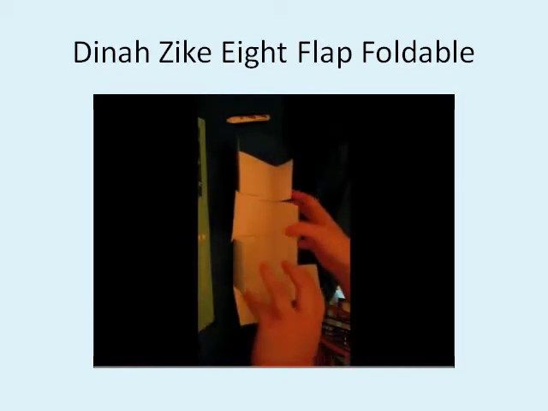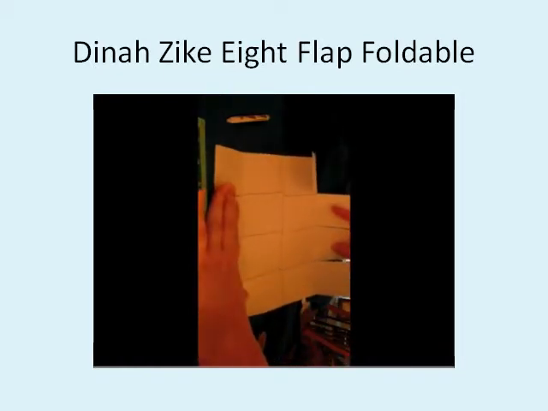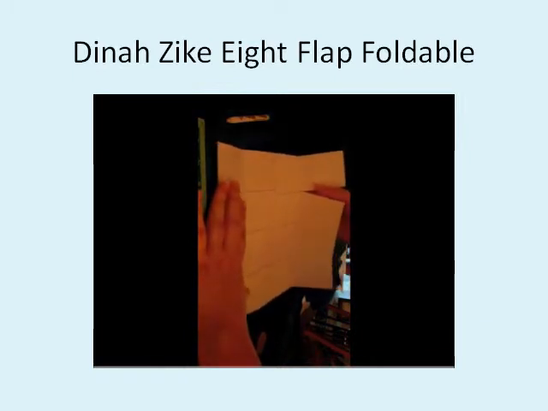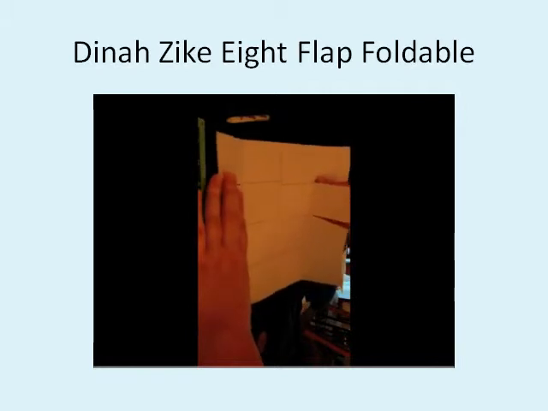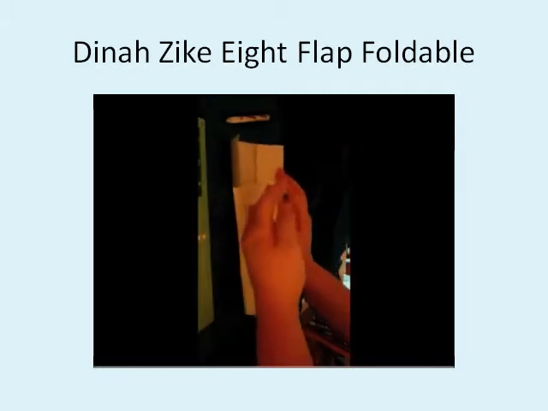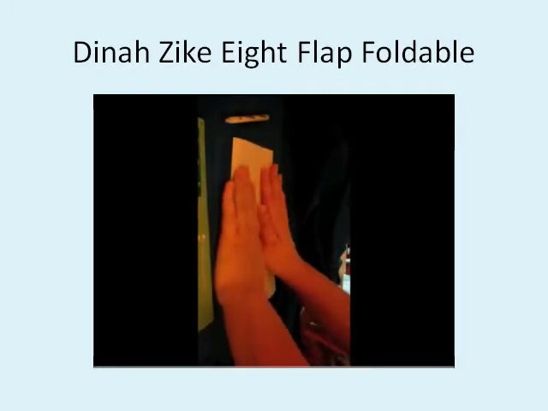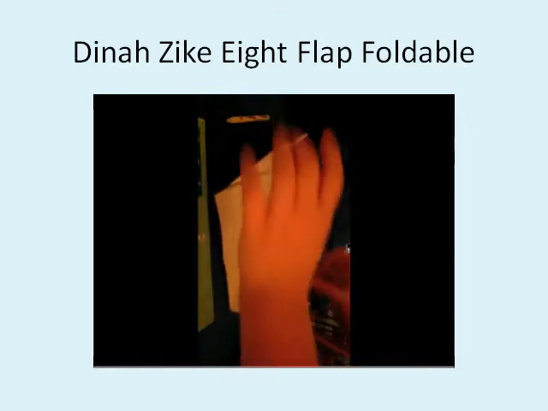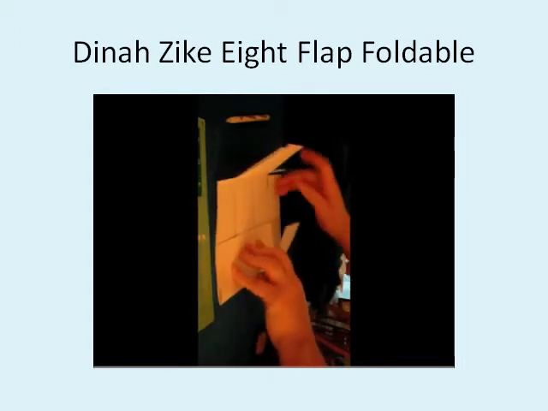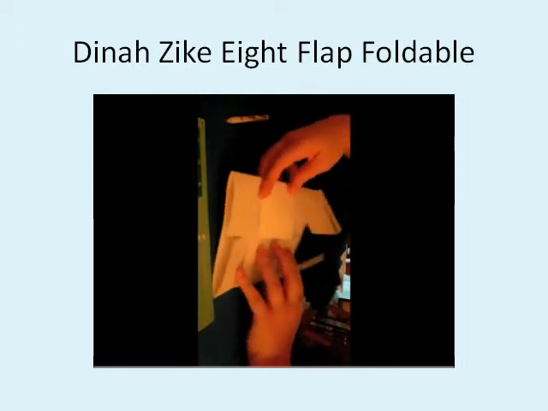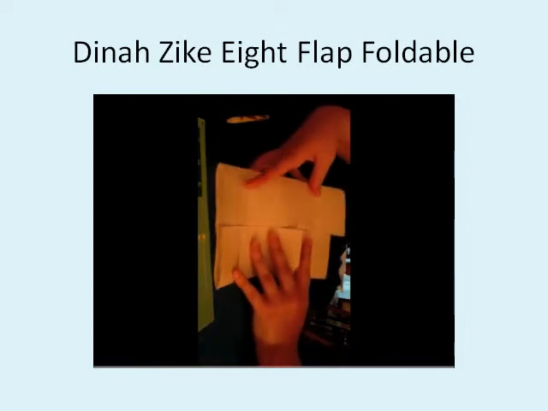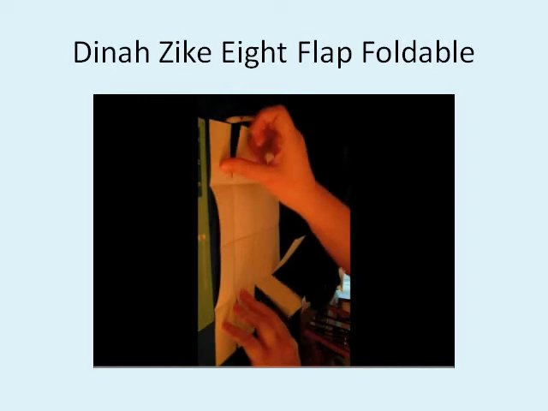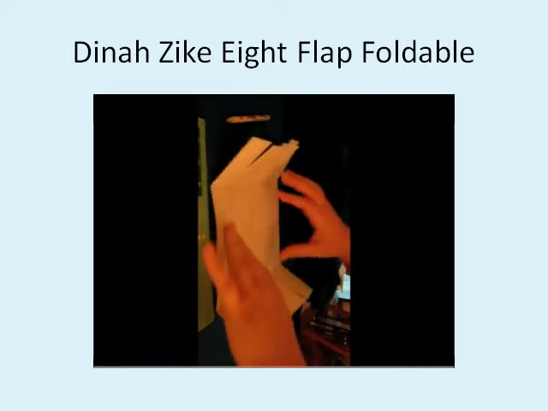Okay, now you may have noticed that my lines don't necessarily meet up, and that's perfectly fine. It's just to help us decide where to stop writing in the boxes. Okay? So now we have our 8-flap foldable. And it should look just like this when it's closed. And like this when it's open. And we will stop here for now.